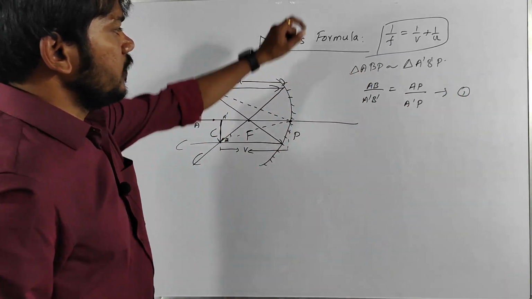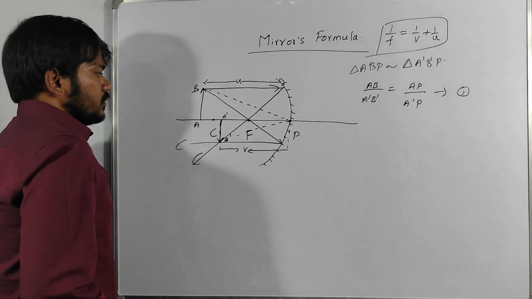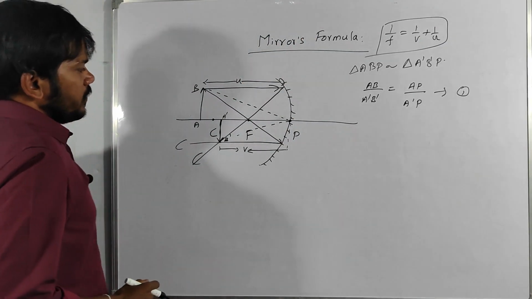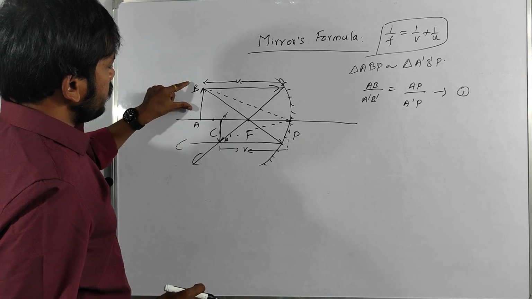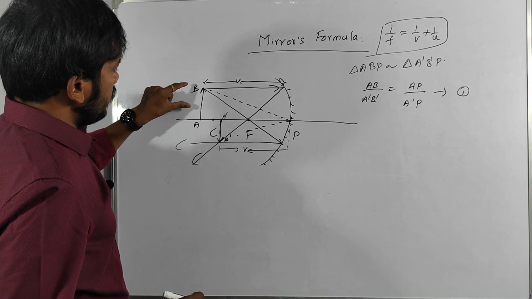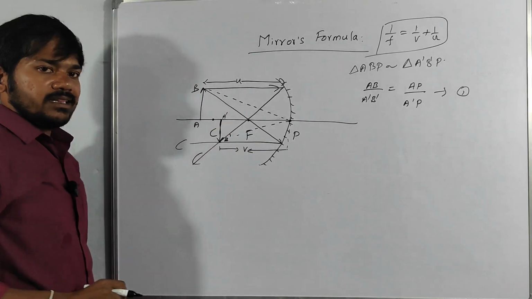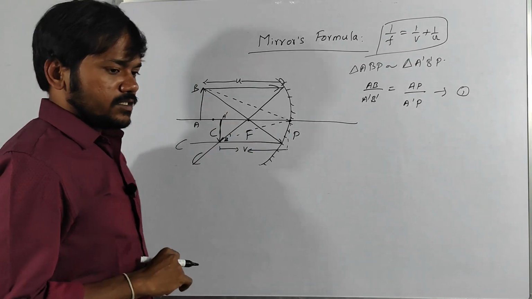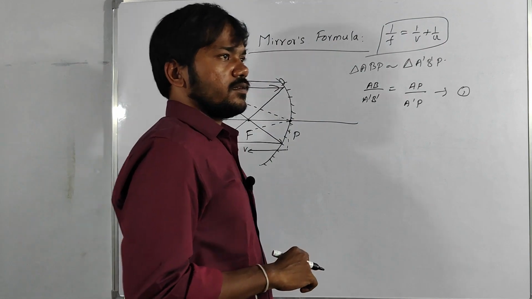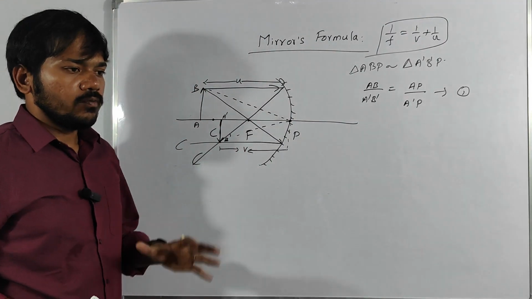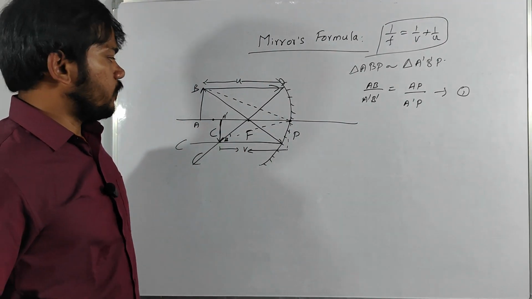Now, you may ask me the doubt: can we take even the triangle ABF and A dash B dash F also? But in that case, U and V will actually cancel each other. You can try with those triangles also. But we want U and V related to F, no?